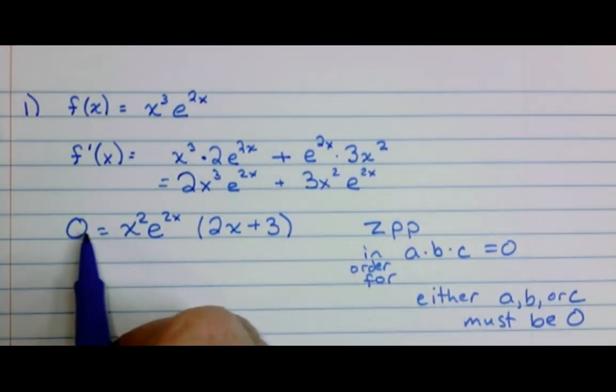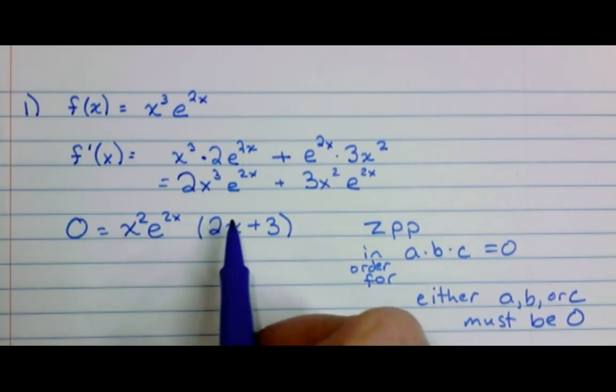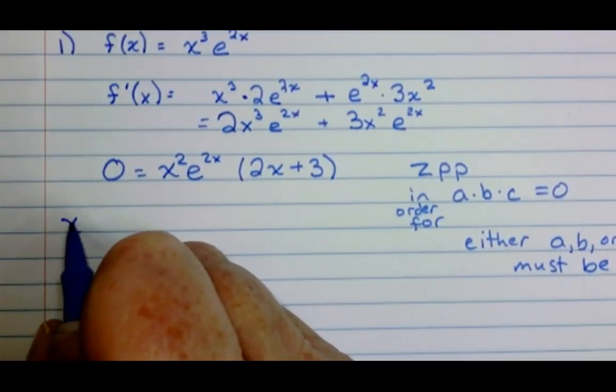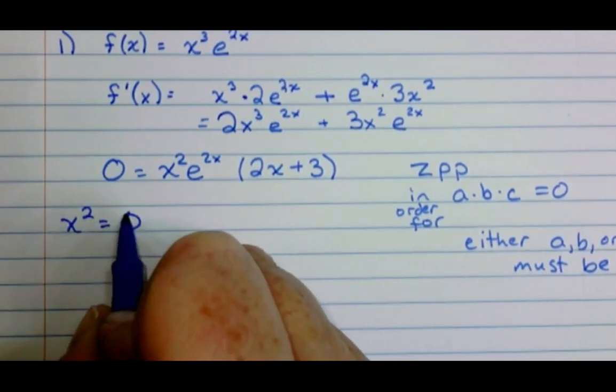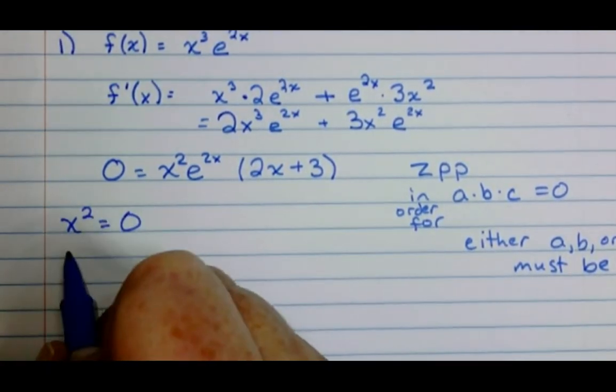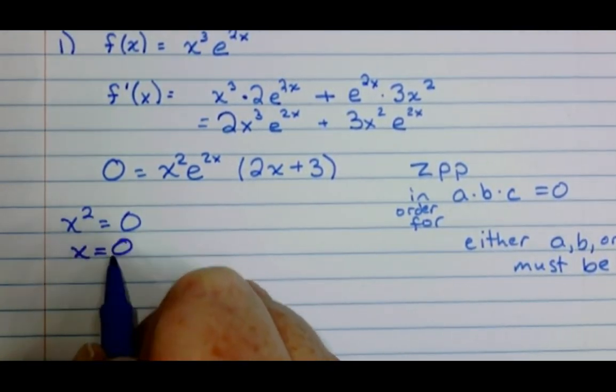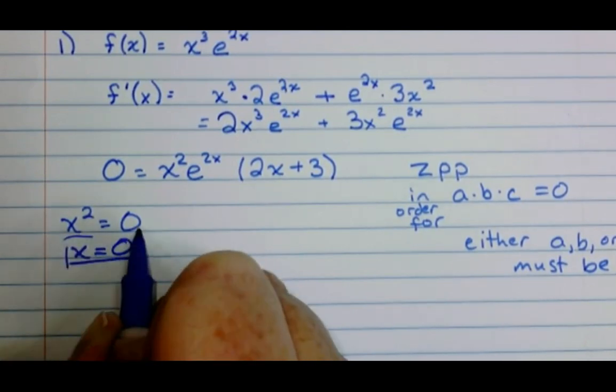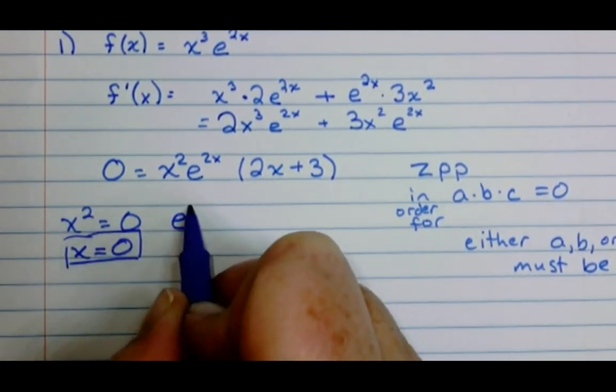So if we want this equation to equal 0, then one or more of these factors has to equal 0. So let's set x squared equal to 0. Well, x squared equals 0 when x equals 0. So there's one of our critical numbers. Now e to the 2x.